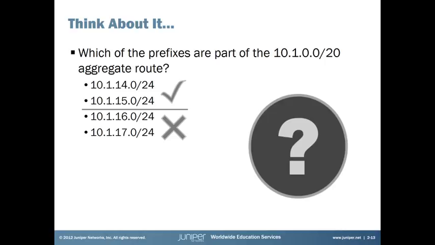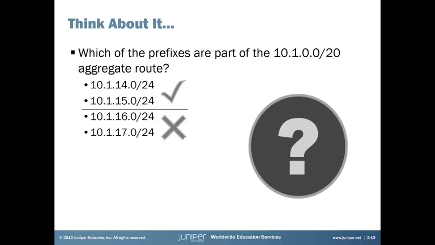Okay, here's one for you. Oh, the answer's already there. It's too easy. Can't go back. No, sorry, I can't take it off. Which of these prefixes are part of the 10.1.0.0/20 aggregate route?